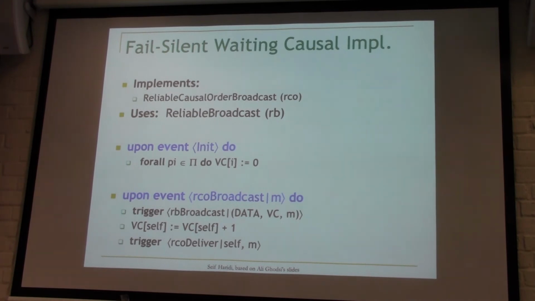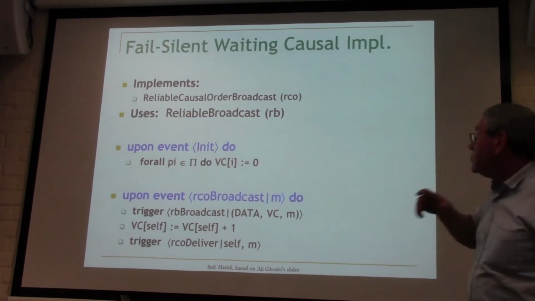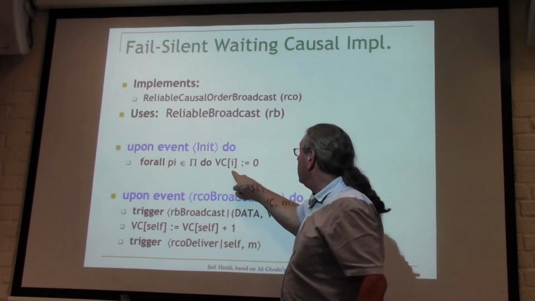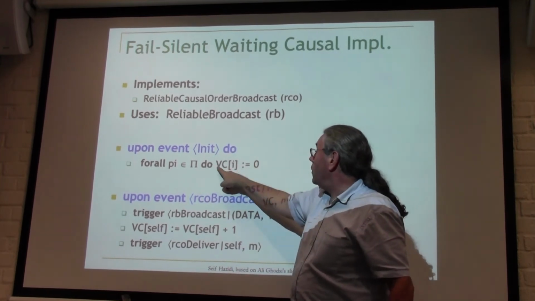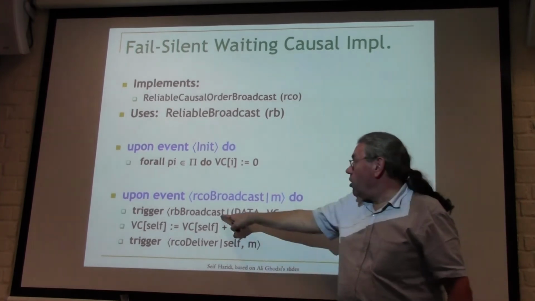So I have to show you some code here. Okay, so there's 2 pages of code. It's not very, very complicated. You have to just reason a little bit. So I'm doing the RCO. So again, the initialization, I set the vector clock to all zeros. And now I do an RCO broadcast, and I do an RB broadcast.